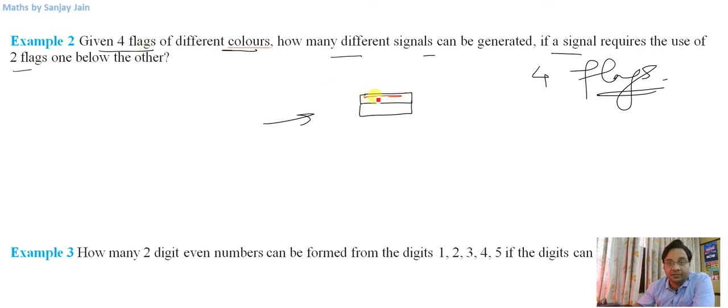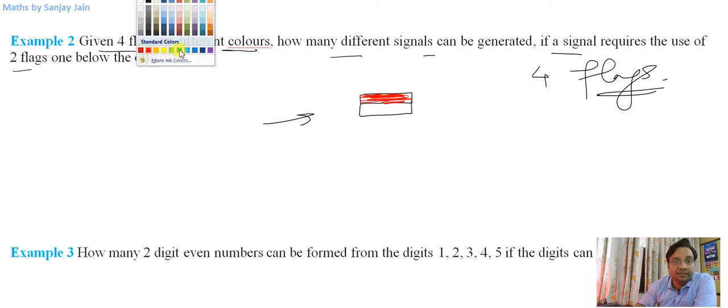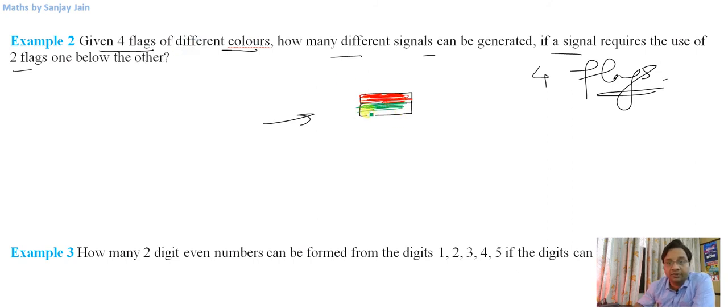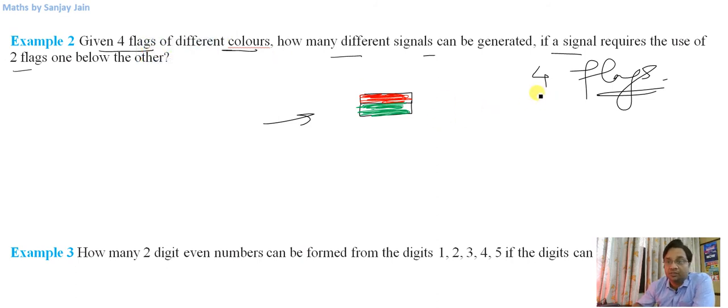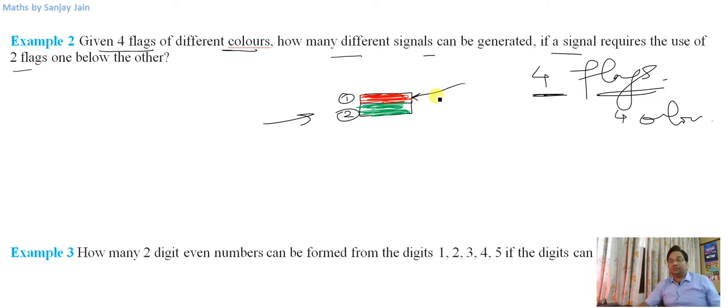Let us say we have got a red color here and we have got a green color flag here. So this is one of the signals that you can form. You have got 4 flags of different colors. So 4 colors you have, and there are 2 positions that you need to fill, 1 2. Okay, so if you have got 4 options of filling the first position, first or second doesn't matter. If you start with here, you can call it first position. This depends on you. This is just to explain.